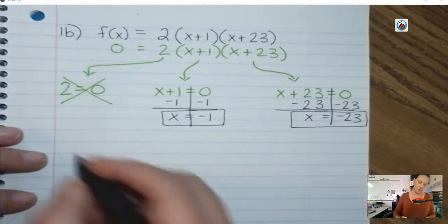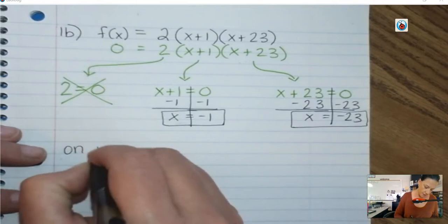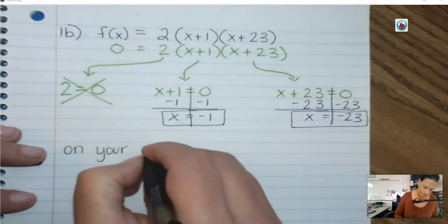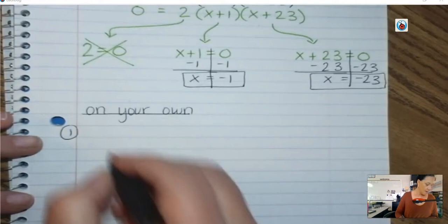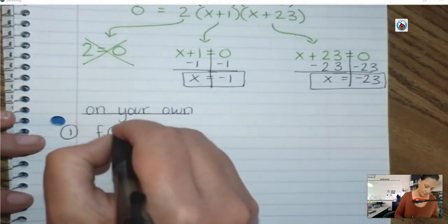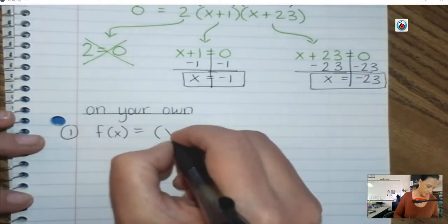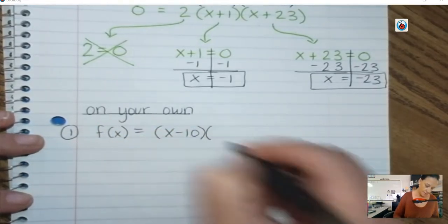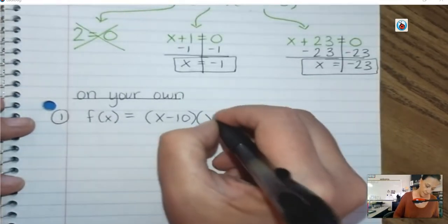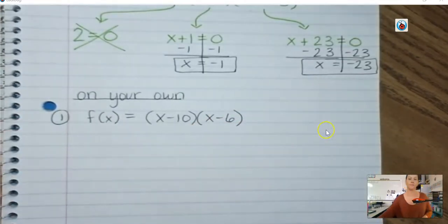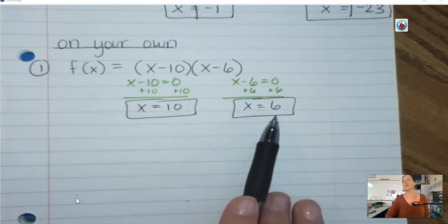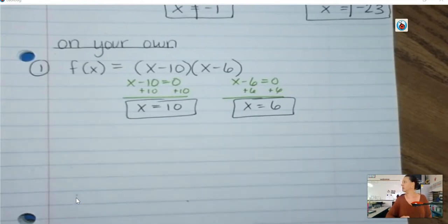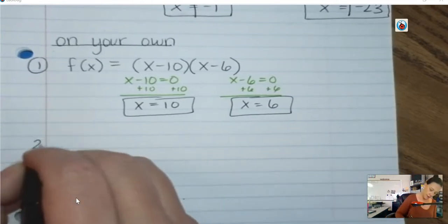Okay, now you're going to do some on your own, or you can do it with a friend. F of x equals x minus 10 times x minus 6. You should have x equals the number 10 and x equals positive 6. Questions on that one? Okay, let's do another one.